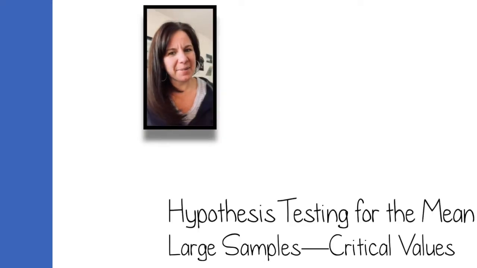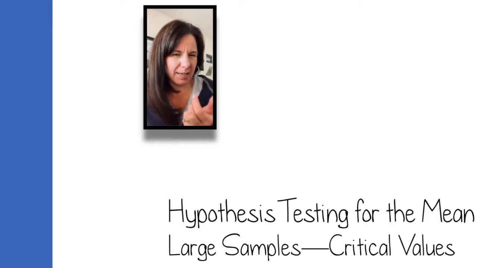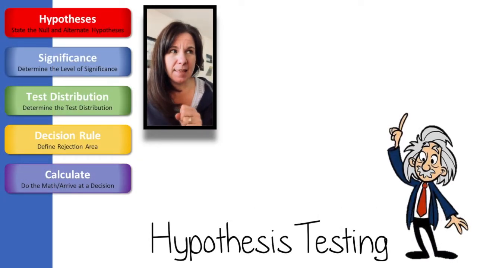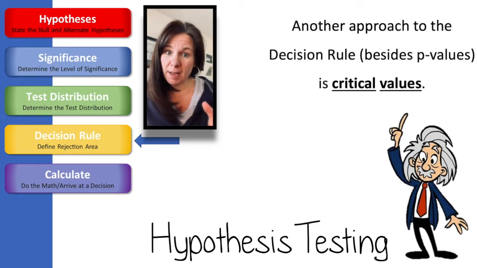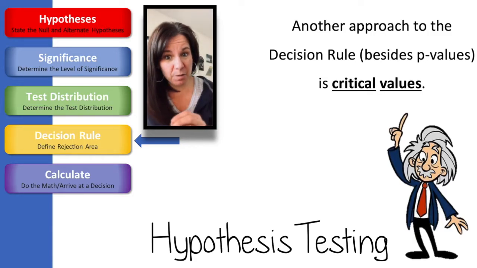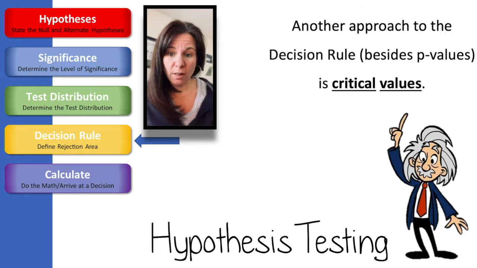Hello and welcome back. I'd like to do another lesson on hypothesis testing for the mean with large samples, but we're going to do it a little bit differently this time. And that little bit of different is coming in the decision rule. Last time we were working with p-values, but there's another approach to the decision rule besides p-values, which we call critical values. So let me show you how these work.